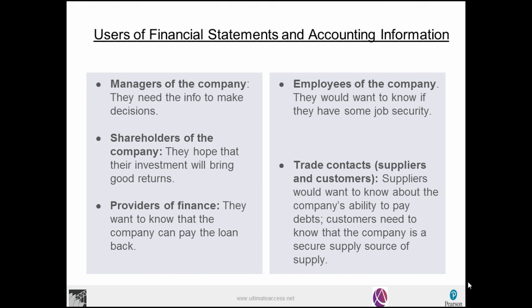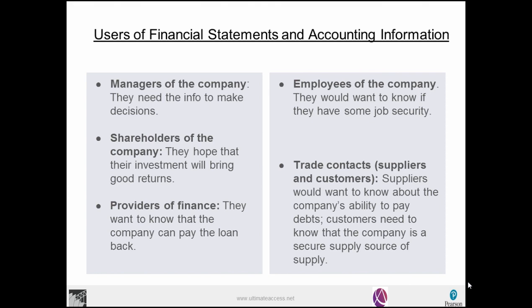Providers of finance. Now, providers of finance are like banks. Okay, so when they give you finance, they want to know whether the company will pay back that loan. Now, they will be able to judge this based on the number of assets that the company has, based on the cash inflows and outflows of the company, based on the profits of the company.